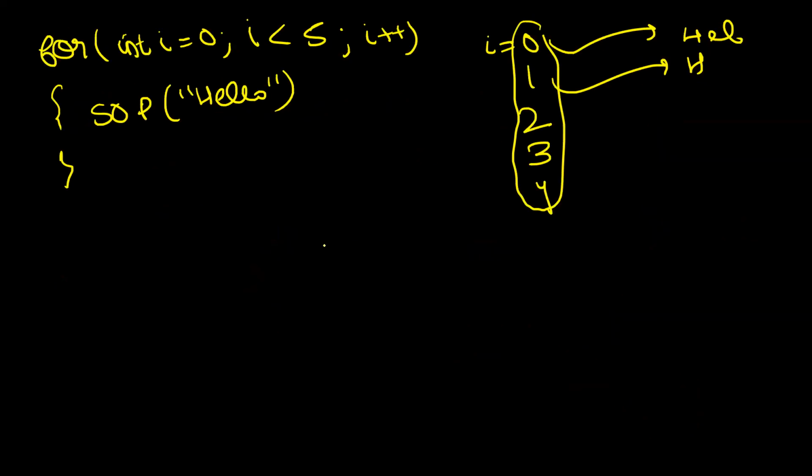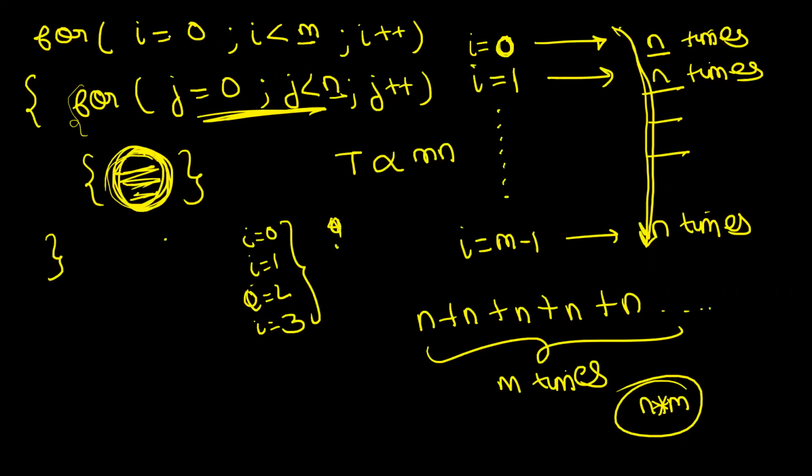Okay. How did we get m into n? See guys, first the value of i was 0, and for i equal to 0, how many times did the inner loop run? The inner loop ran for n times. Then the value of i became 1. The inner loop again ran for n times. Then the value of i will become 2 and the inner loop will run for n times.